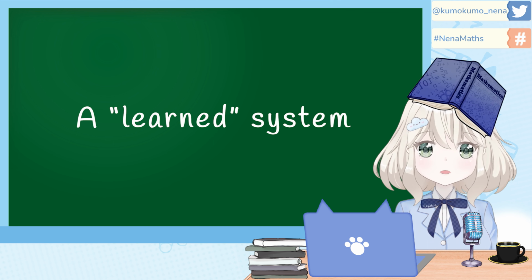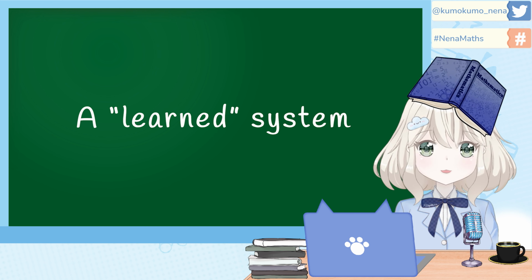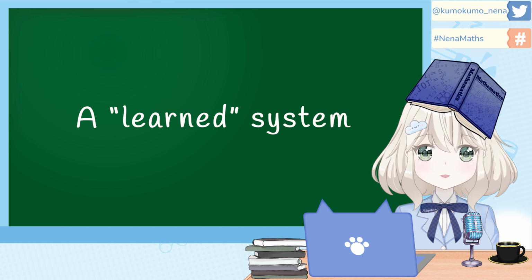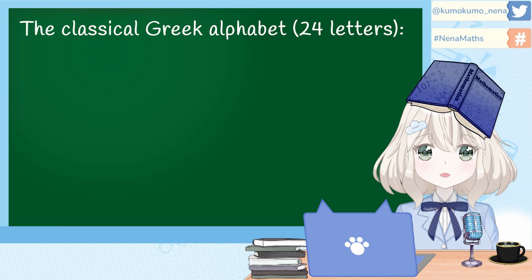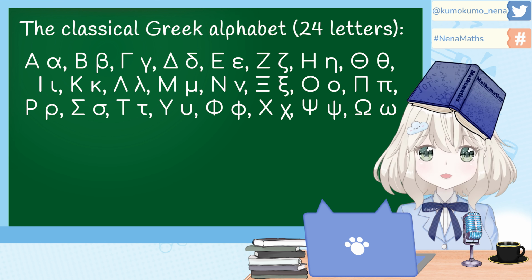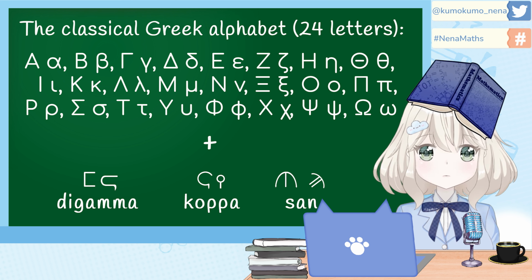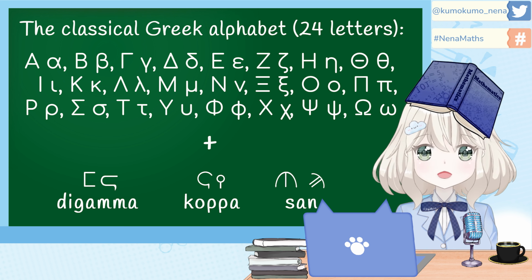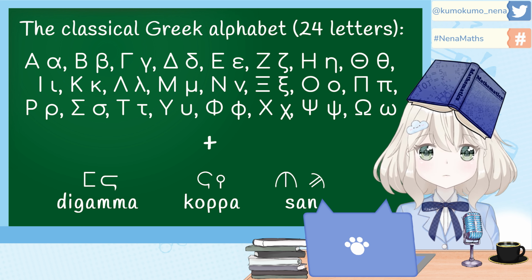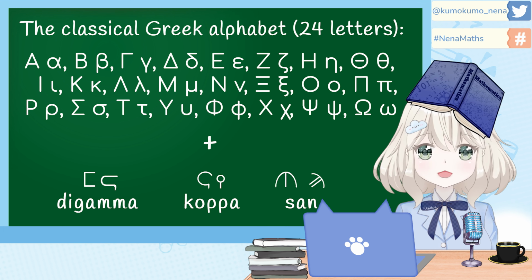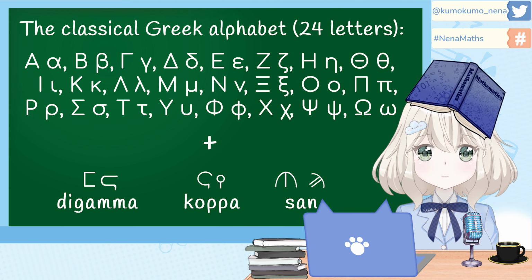This system still used the letters to represent numerals, but it was much more flexible and it has a better way to represent bigger numbers. The classical Greek alphabet, which consisted of 24 letters, was used in this system along with the obsolete letter digamma and 2 regional letters borrowed from Phoenician, koppa and sampi, making a total of 27 symbols. Here we can see the list of these 27 symbols.